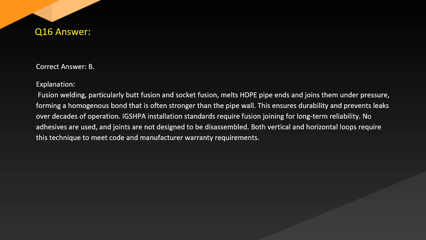Answer. Correct answer: B. Explanation. Fusion welding, particularly butt fusion and socket fusion, melts HDPE pipes and joins them under pressure, forming a homogeneous bond that is often stronger than the pipe wall. This ensures durability and prevents leaks over decades of operation. HVACR installation standards require fusion joining for long-term reliability. No adhesives are used and joints are not designed to be disassembled. Both vertical and horizontal loops require this technique to meet code and manufacturer warranty requirements.